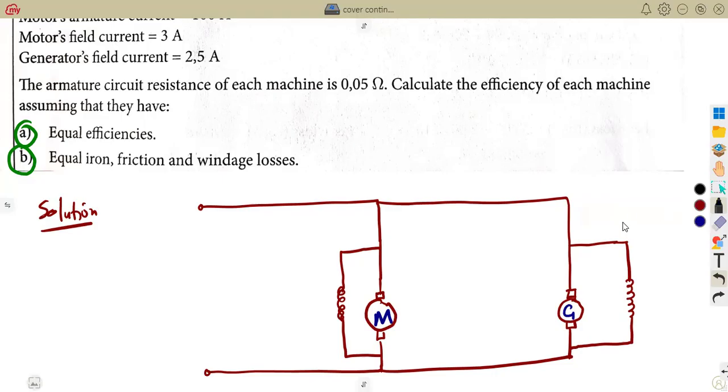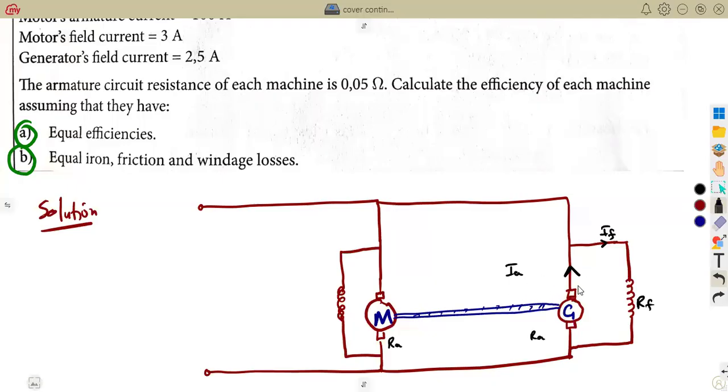As we understand, the generator supplies the current. If it supplies the current, then we are going to have the armature current from this side, from here, going up, so the arrow is supposed to be going up. That is where we have the armature current. On this side, we are going to have the field, because we have the field here of the generator. These two machines are similar, so they have the same armature resistance.